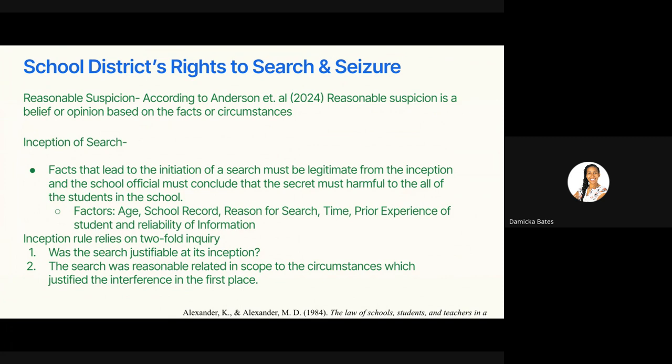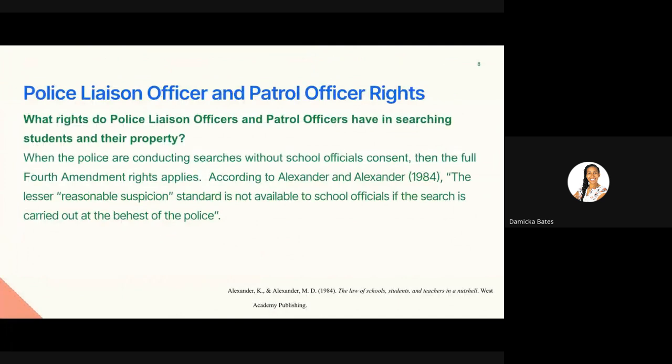The inception rule relies on a twofold inquiry. One, was the search justifiable at its inception? And two, was the search reasonably related in scope to the circumstances which justified the interference in the first place?